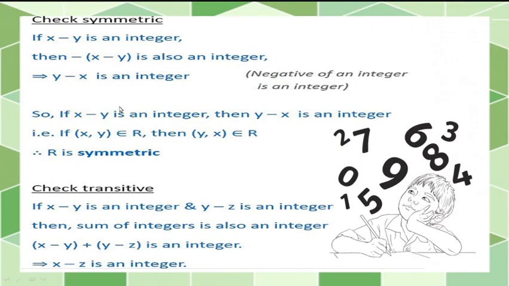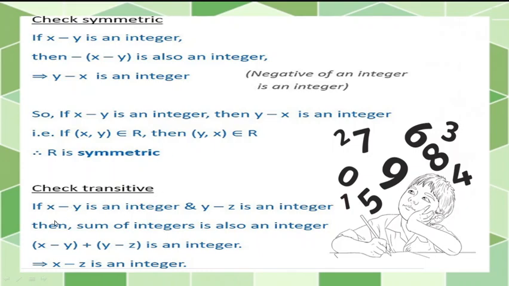Now if we talk about symmetric, if x minus y is an integer, then definitely y minus x is also an integer, because the negative of an integer is an integer. Let's take two numbers, 3 and 1. 3 minus 1 is equal to 2. But what about 1 minus 3? That is minus 2. Both are integers. So if x minus y is an integer, y minus x will definitely be an integer.